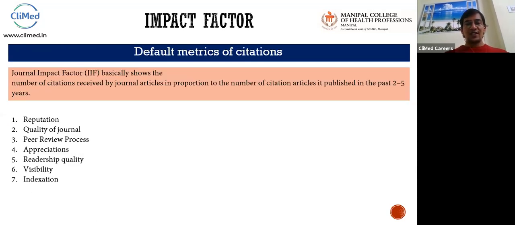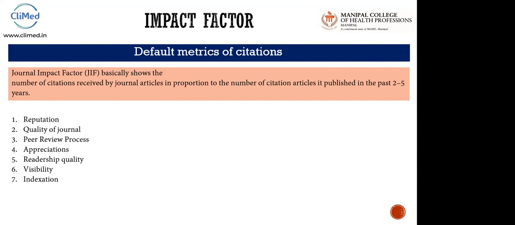Now, impact factor. Impact factor is a metric of citations. It is the citations received by the journal's articles in proportion to the number of articles published in the past 2 to 5 years. I'll give you an example. It is very simple. If the journal has published 100 articles in the past 2 years, and in total they got 200 citations, the impact factor will be around 2. Correct.